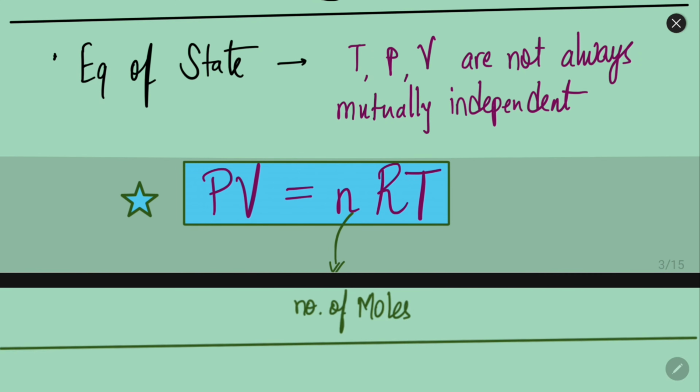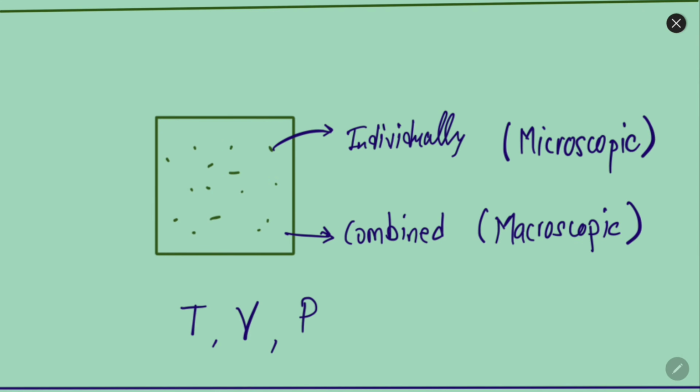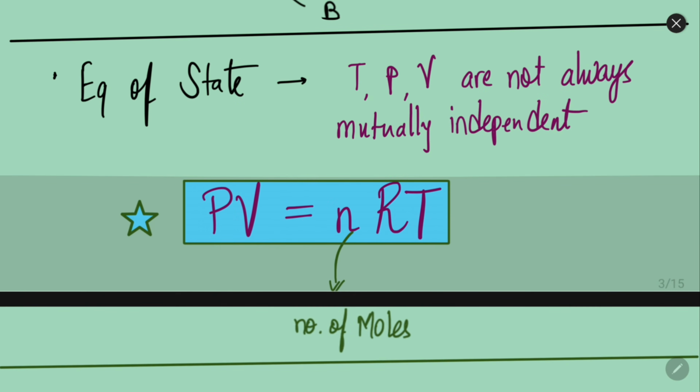Now this is the equation of state, which is very important. PV equal to nRT, where P is pressure, V is volume, n is number of moles, R is the gas constant, T is the temperature. So T, P and V are all mutually dependent, and it is represented by the equation of state.